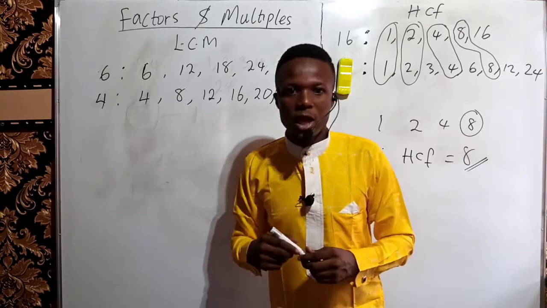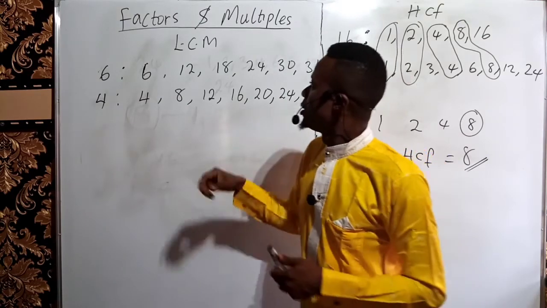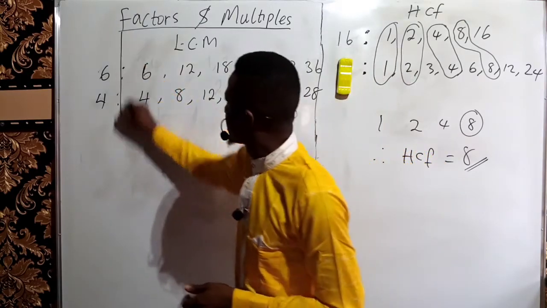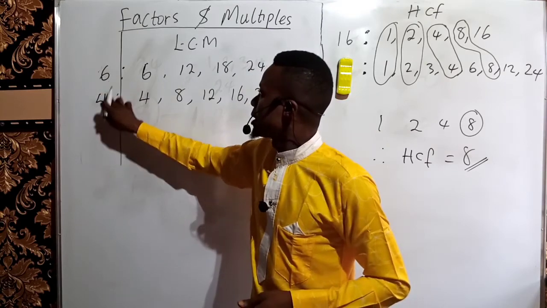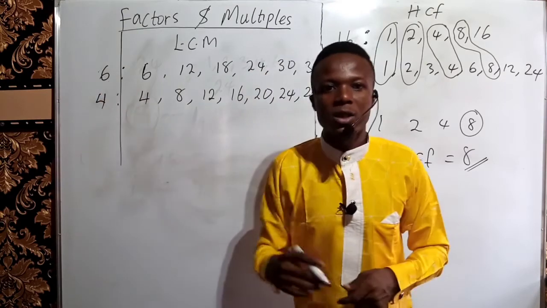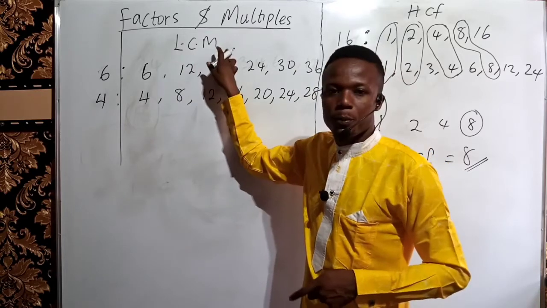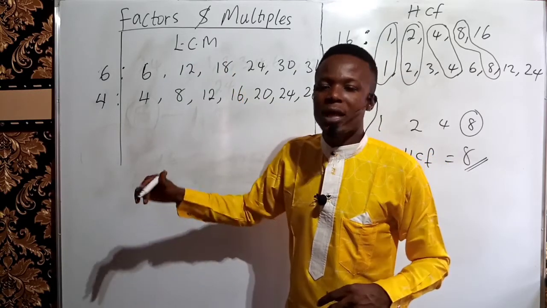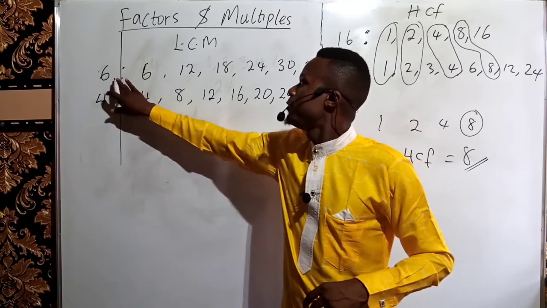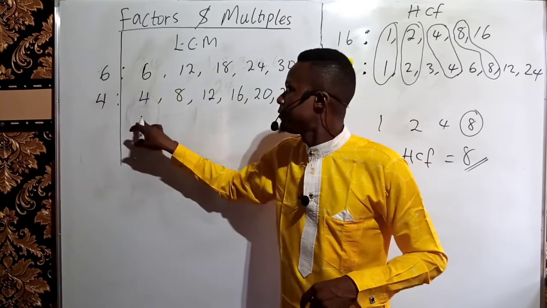So at this point in time, let us discuss LCM. Look at this group of numbers. I have 6 and 4 now. I want to get the LCM of 6 and 4. LCM means lowest common multiple. Therefore, let us get as much as possible multiples of 6 and 4.